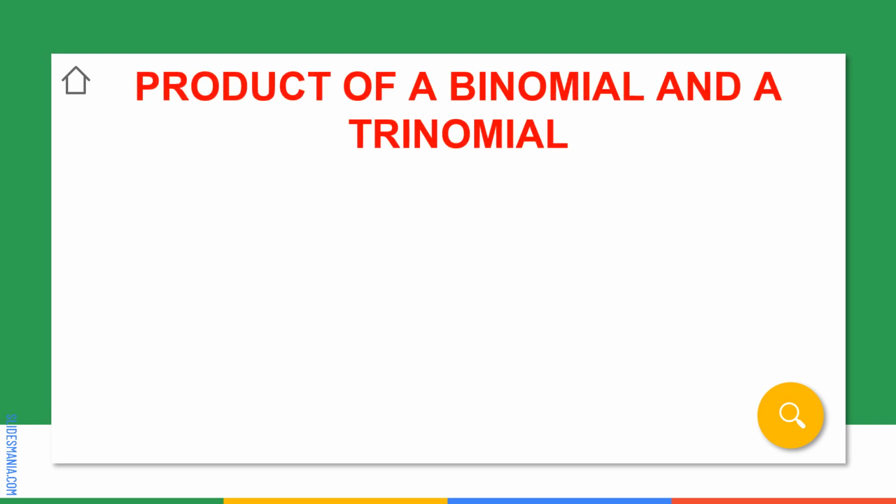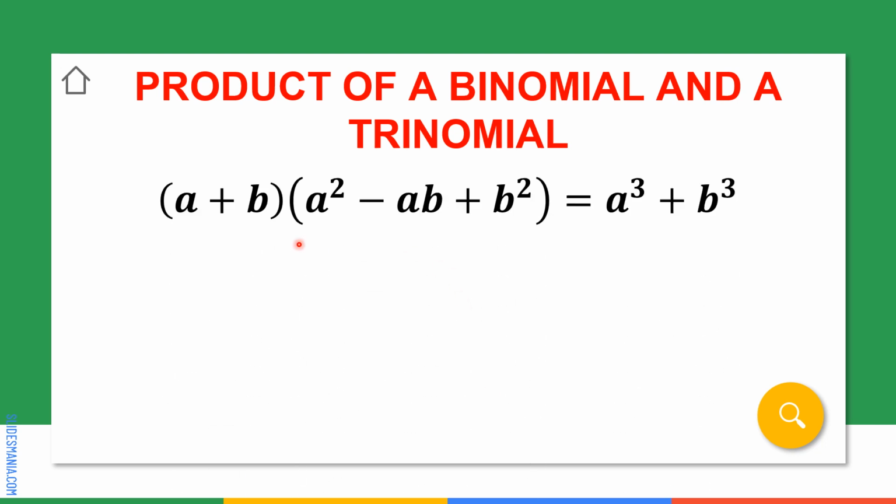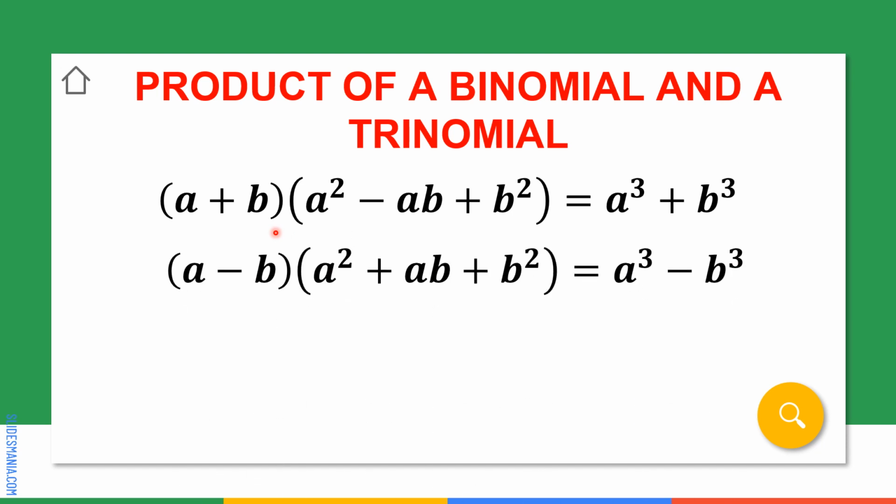Okay, the last special product is the product of a binomial and a trinomial. So the product of a binomial and a trinomial can be expressed as the sum or difference of two cubes if they are in the following form. As you can see, we have here a binomial a plus b, and take note that this is only applicable if we have the following forms, if the binomials and trinomials that we are multiplying are in this form.